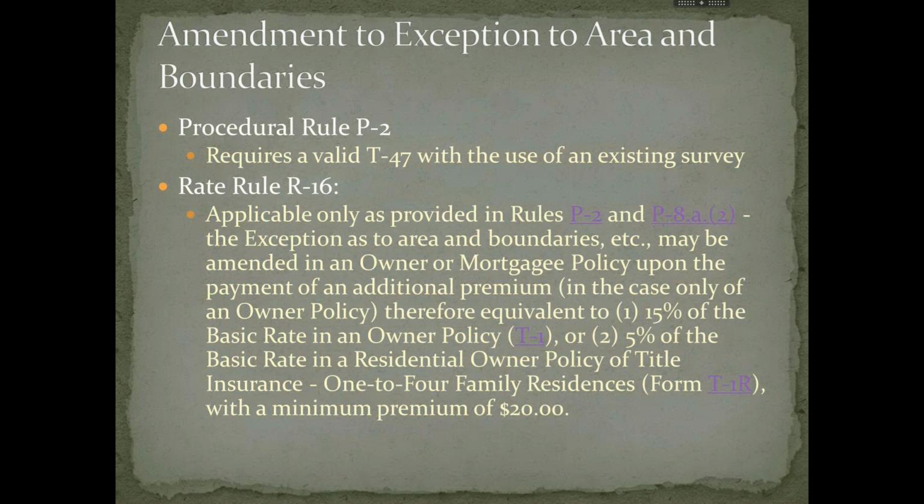Now, Rate Rule R16 tells us how much money we have to collect for these endorsements. And this is, I will say in advance, the most common loss we see company-wide, right? Because this endorsement, the actual amount changes depending on what type of owner's policy you're issuing, right? So we talked a couple months ago about how to determine whether or not you're issuing a residential or a non-residential owner's policy. So residential being T1R and a non-residential being Form T1, right? So if you're issuing a residential policy, the cost for the amendment to exception to area and boundaries is 5% of the basic rate. So what that means, it's 5% of the total premium you're collecting for the owner's policy, if it's a residential policy.